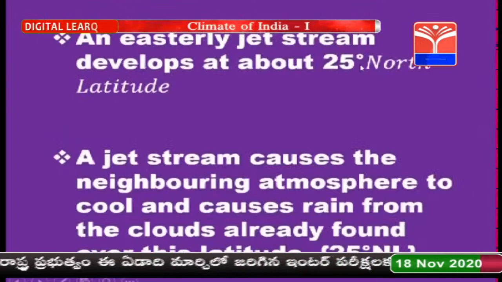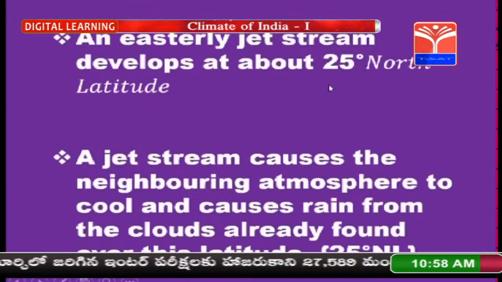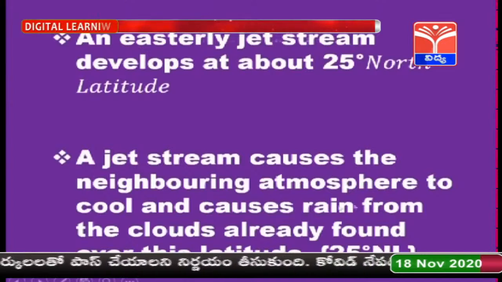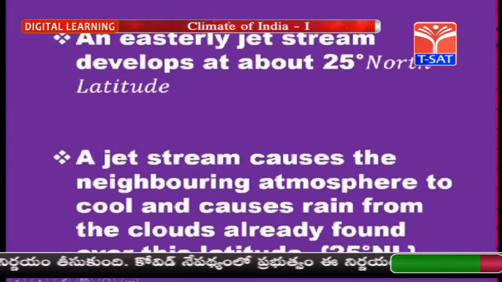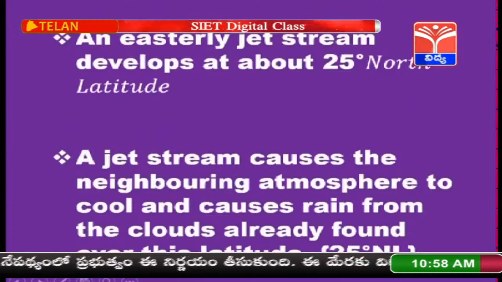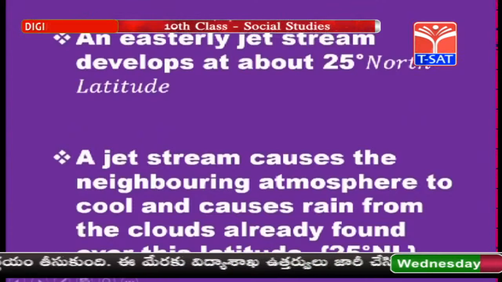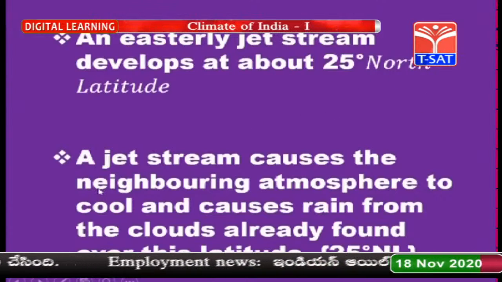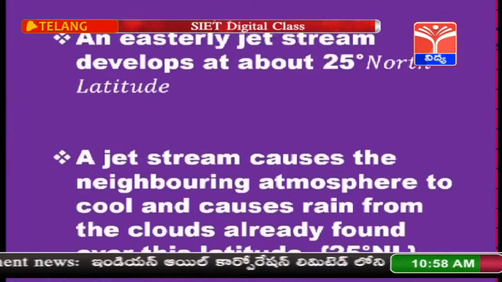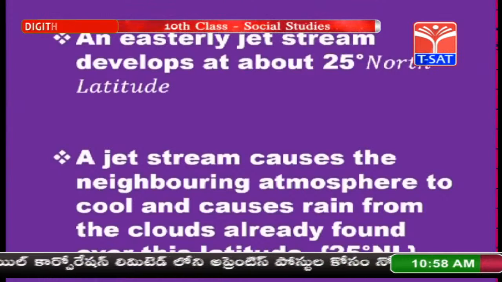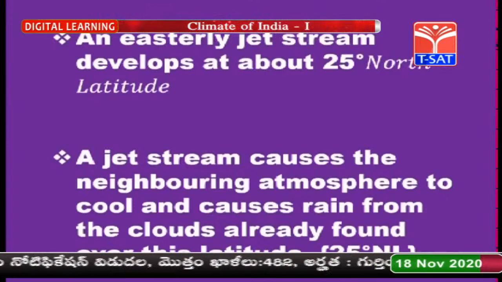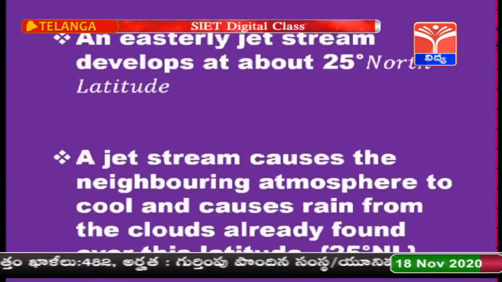An easterly jet stream develops at about 25 degrees north latitude. A jet stream causes the neighboring atmosphere to cool and causes rain from the clouds already found over this latitude, that is 25 degrees north latitude. So, when jet streams move over 25 degrees north latitude, they also cause rainfall, because clouds are already present on this latitude. So, that is why they help to cause rainfall. Am I clear, children? Okay.